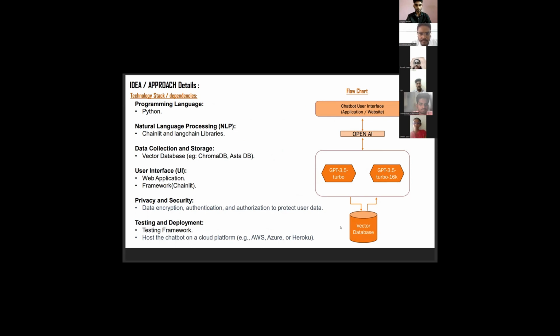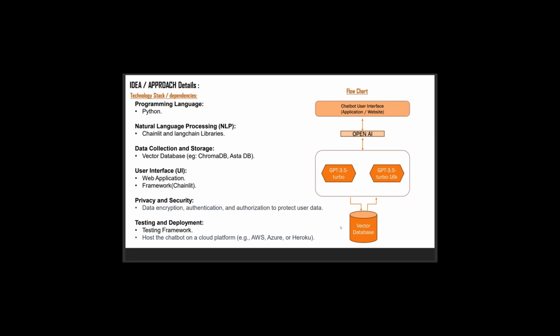For data collection and storage, we have a vector database, for example ChromaDB and AstraDB. For the user interface, we use a web application and framework, which is especially provided by Chainlit.